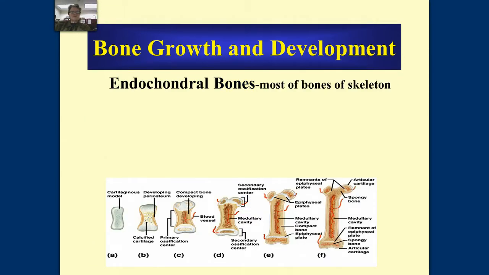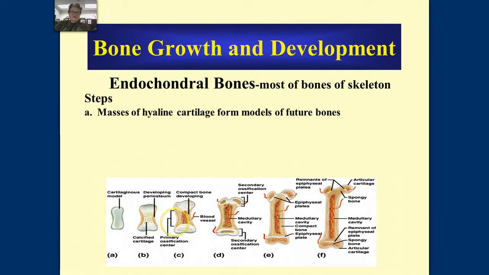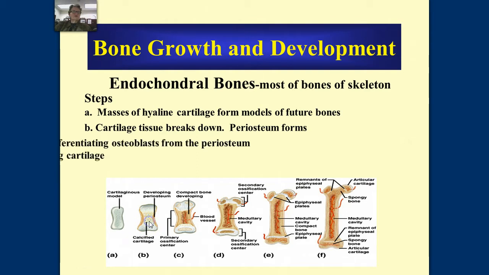The second type of bone ossification or bone development is with endochondral bones, which are most of the bones of the skeleton developed in this fashion. You start out with a cartilaginous model, hyaline cartilage. You have masses of hyaline cartilage that form the future bone, the blueprint for the future bone. The cartilage begins to break down, and as it's breaking down, the periosteum forms on the outside of the bone, and then you have calcification of the cartilage going on.